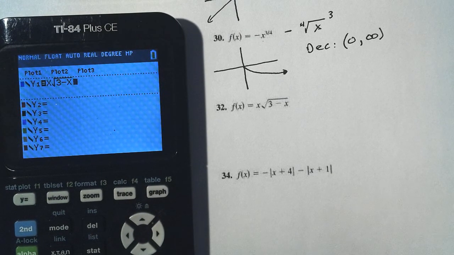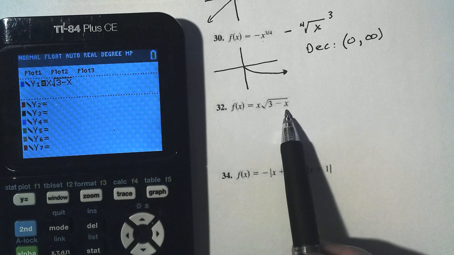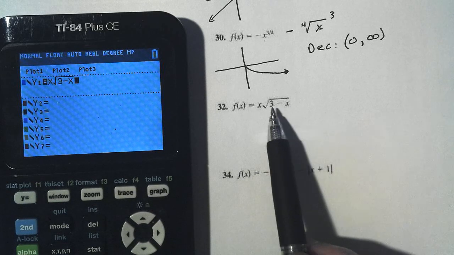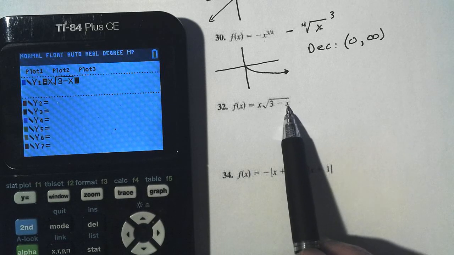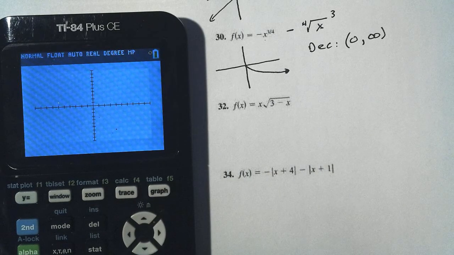Now, just anticipating, I expect 3 to be a pretty interesting point on this graph, because when x is 3, we get square root of 0. When x is 4, we've got problems. In fact, when x is 3.001, we've got problems. Can't take the square root of a negative. Let's graph it and see if that holds true.